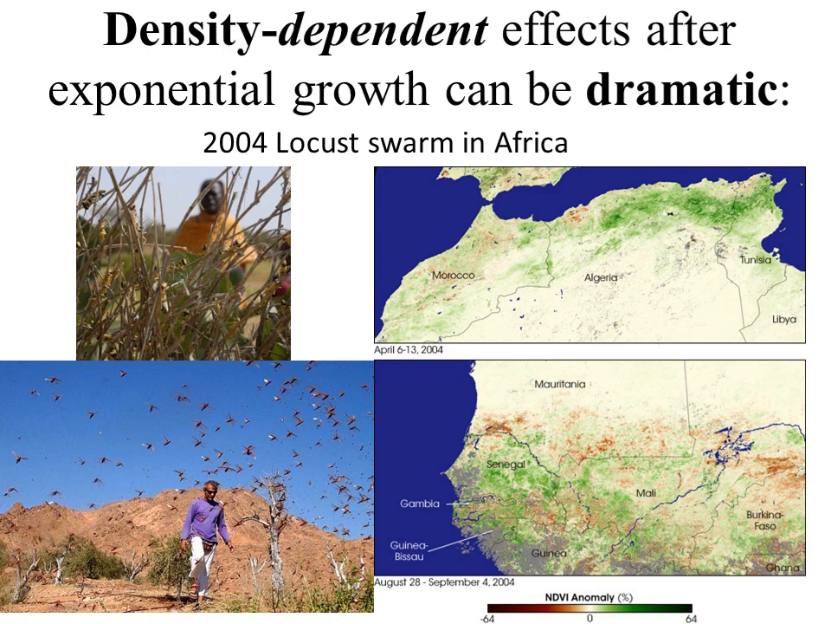Density-dependent effects after exponential growth can be dramatic. This is a case study of the 2004 locust swarm in Africa. If you look up in the top right corner, you'll see that April 6th to 13th, the colors on the map represent the anomaly in vegetation growth. Randomly, in this area that's normally reasonably dry, there was a huge amount of intense growth, and that was just due to a lot of storms at the right time. So there was a huge boom of vegetation, which meant that the locusts, who normally are laying their eggs around this time, had plenty of food and were able to lay more eggs than usual. So their fecundity was increased suddenly, because the resources were increased.